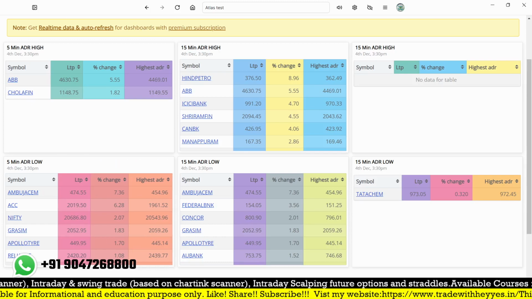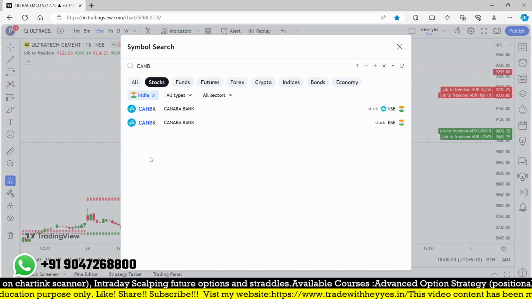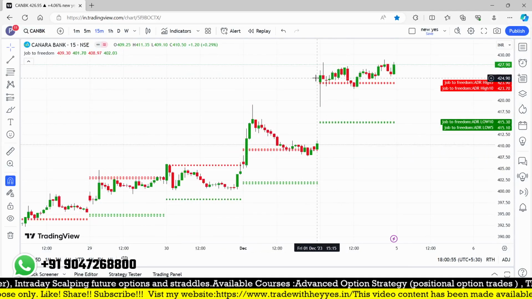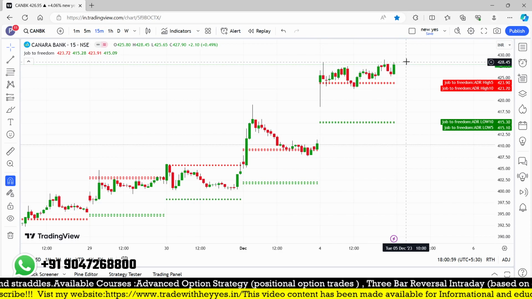Canara Bank would also be in the top list. Bank, it is in the first candle, but after that it breaks, but finally it closed slightly higher than our entry point.